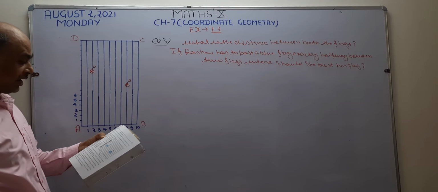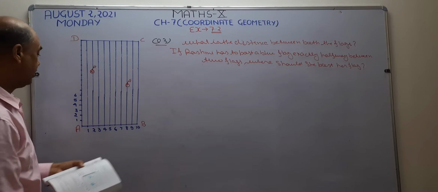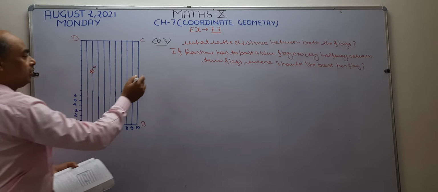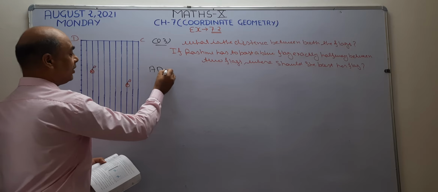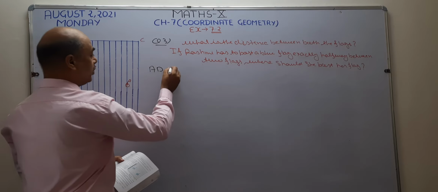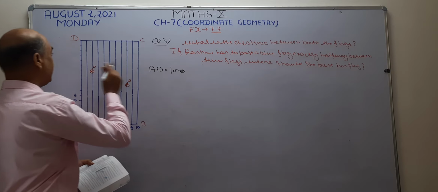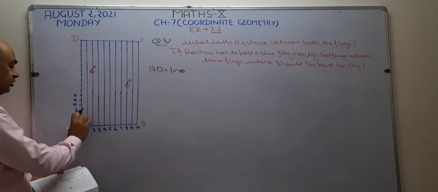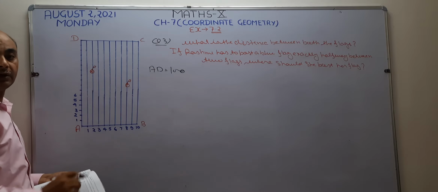100 flower pots have been placed along AD, each 1 meter apart. Now, this is the AD. In this AD, it is given how many flower pots are there? 100 flower pots are there. It means the distance between A and D is going to be 100. Is it clear? And each flower pot is at the distance of 1 meter.